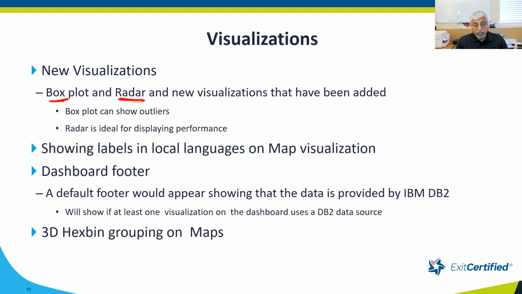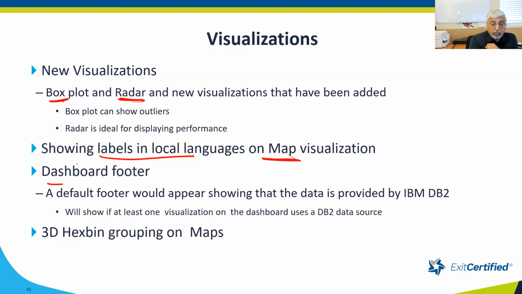Radar is for displaying performance. And with radar visualization, you are able to see how different categories are doing vis-a-vis others. Now, showing labels in local languages in map visualization is a new feature added. So when you use a map visualization and you say, show labels in local languages, what does that mean? It does not mean the complete content would change. In the Russian region, it will show the names in Russian language. In the US region, it will show in English. In France, it will show in French. So the labels will show in the local languages in map visualization.